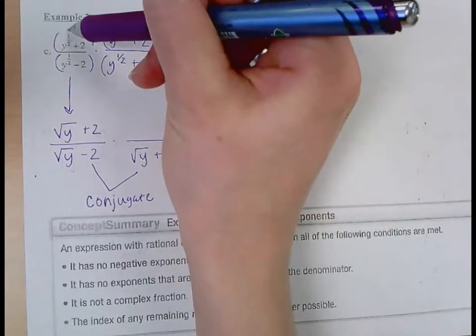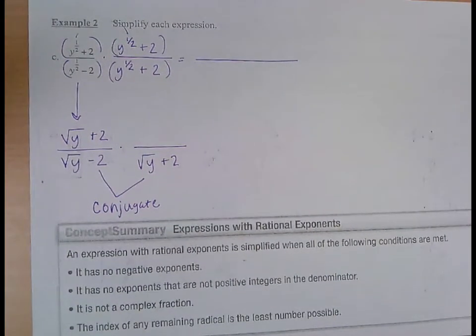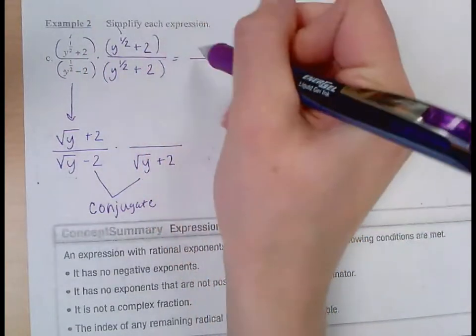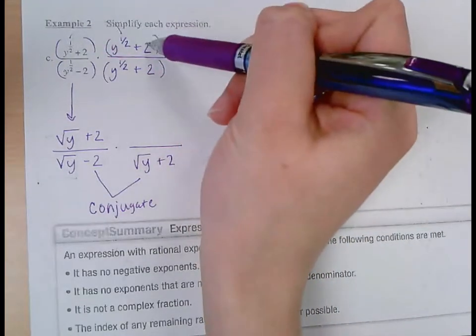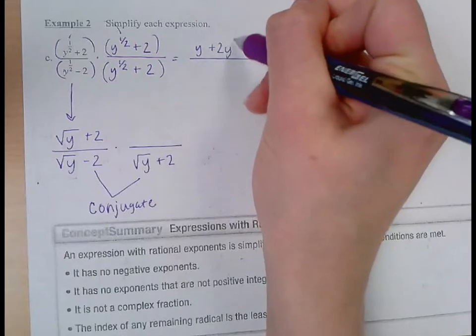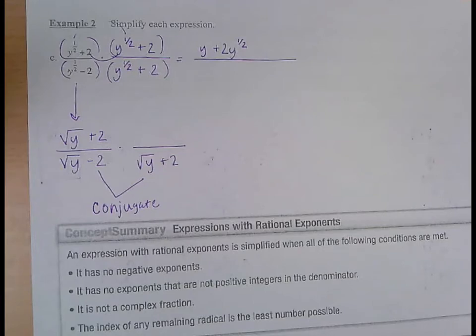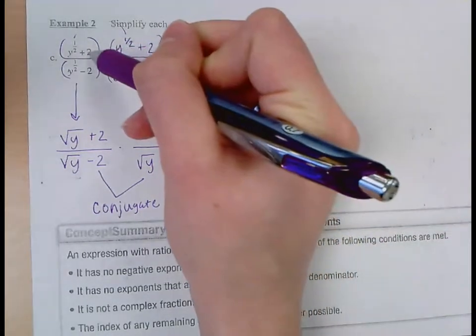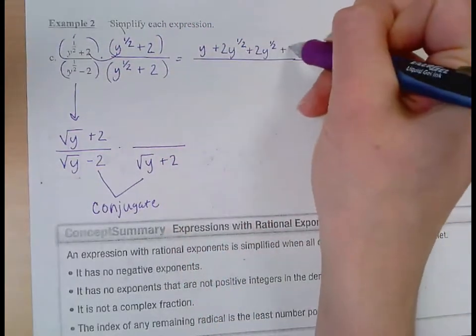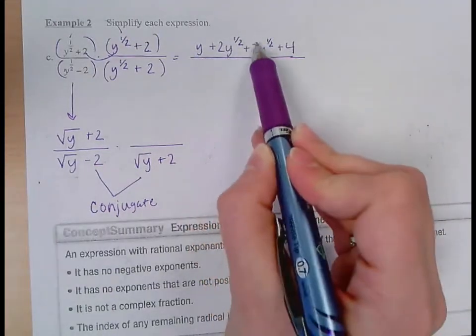So when I multiply y to the 1/2 by y to the 1/2, I add the exponents. 1/2 plus 1/2 is just 1, or 2 halves. So y to the 1/2 times y to the 1/2 is just y. y to the 1/2 times 2 would be plus 2y to the 1/2. And then for the inner terms, again, I have 2 times y to the 1/2, so plus 2y to the 1/2. And then I have 2 times 2, so plus 4. And when I simplify, I will be able to combine the middle terms.